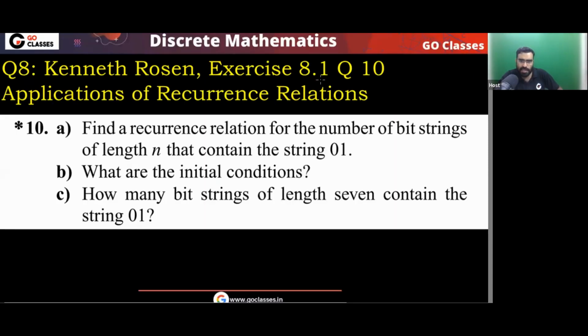Kenneth Rosen exercise 8.1 question number 10. Application of recurrence relation. Okay, this is an interesting question. The question is saying: find the recurrence relation for the number of bit strings that contain 0, 1. You must contain 0, 1.